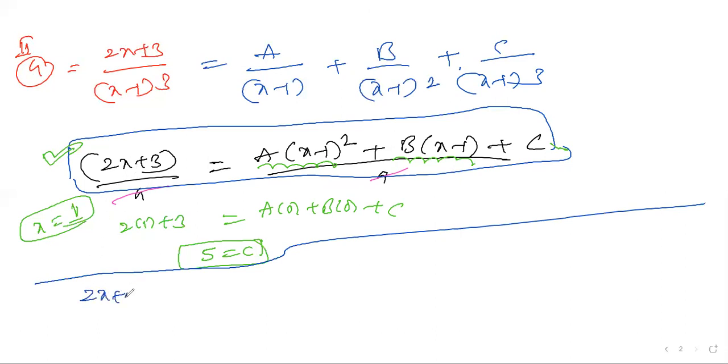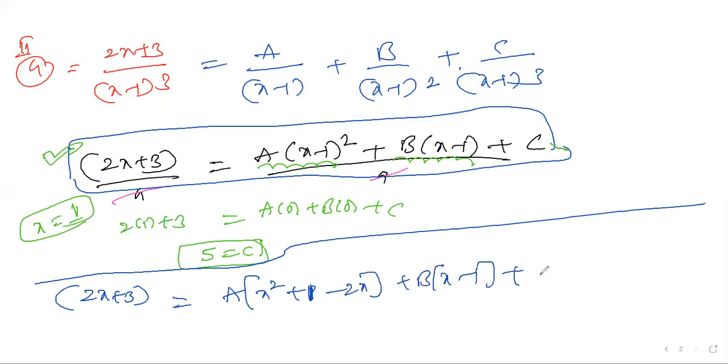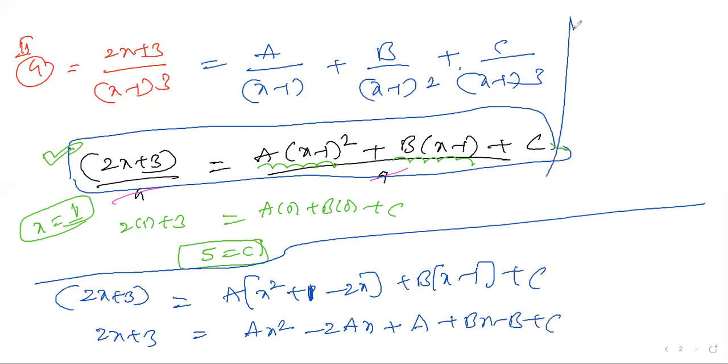So 2x plus 3 is equal to A times (x square minus 2x plus 1), plus B into (x minus 1), plus C. After this, 2x plus 3 is equal to Ax square minus 2Ax plus A plus Bx minus B plus C. Am I clear?